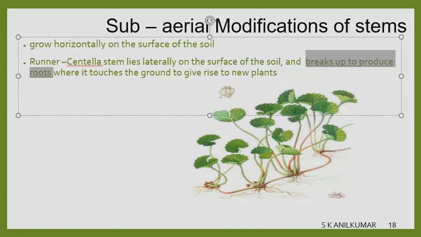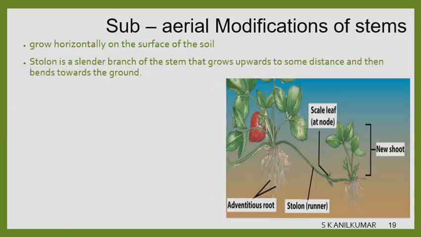So we have seen in subaerial modification, the stem breaks up to produce the roots. It is a stem, it is like a runner, it grows laterally on the soil, but the stem also gives rise to roots. And these roots, even if it is cut off here and here, can independently live as a new plant. This is a subaerial modification of the stem.